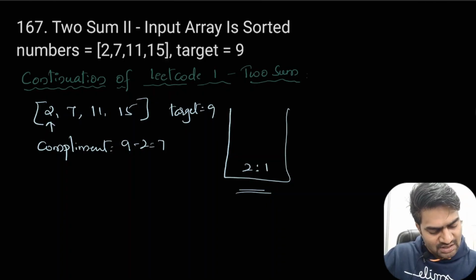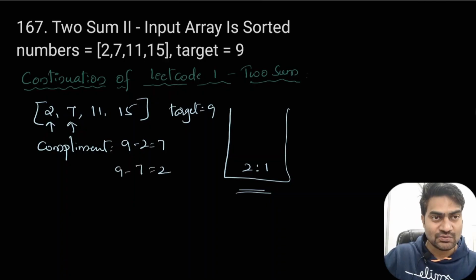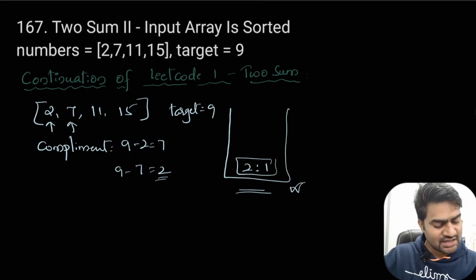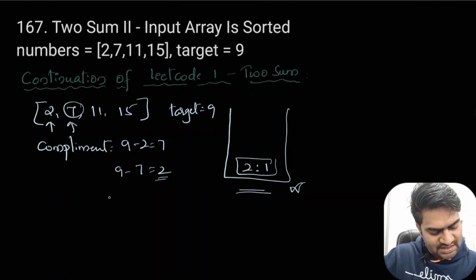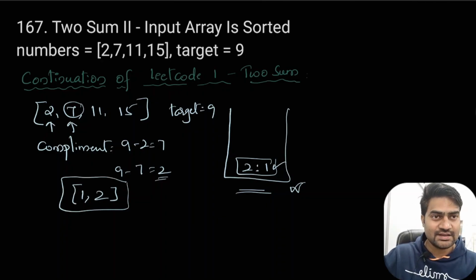Now I will move to the next number, which is 7. My target will be 9 and my complement will be 9 minus 7, which is 2. Now I will search for this particular 2 in this map. If you see, our complement exists in the map. If that is the case, then we will return the index that is there in the map and the current processing index, both. So it is this index which is 1 and the current index. We can simply return like this.